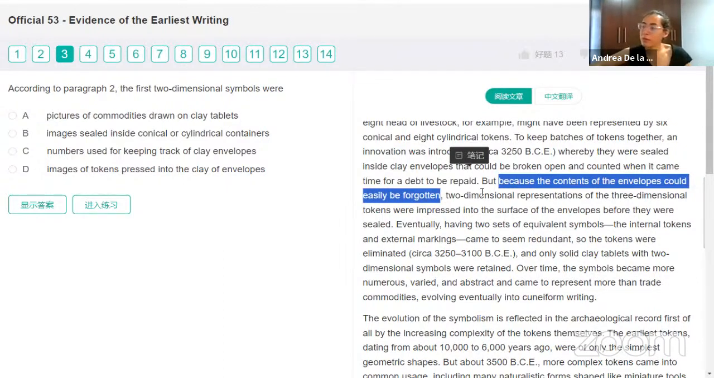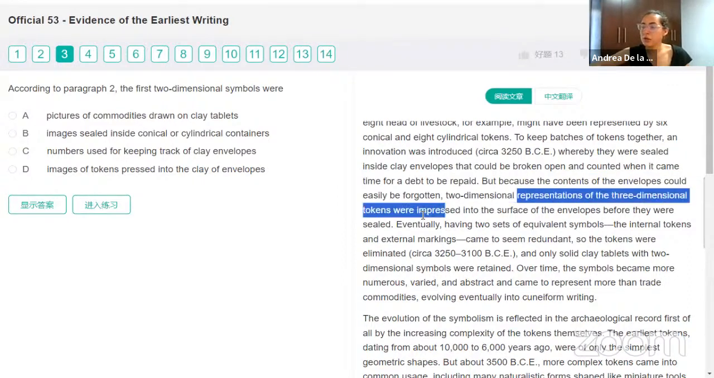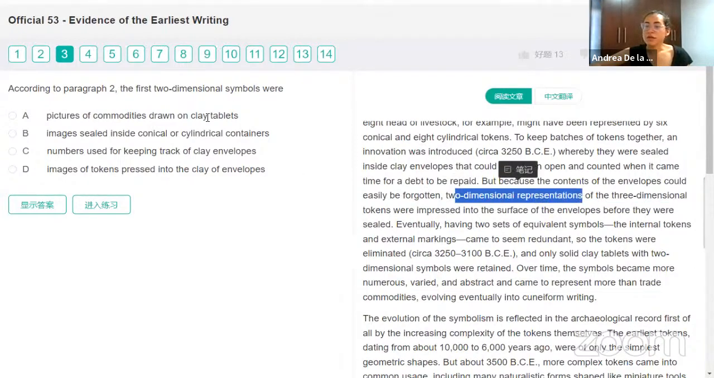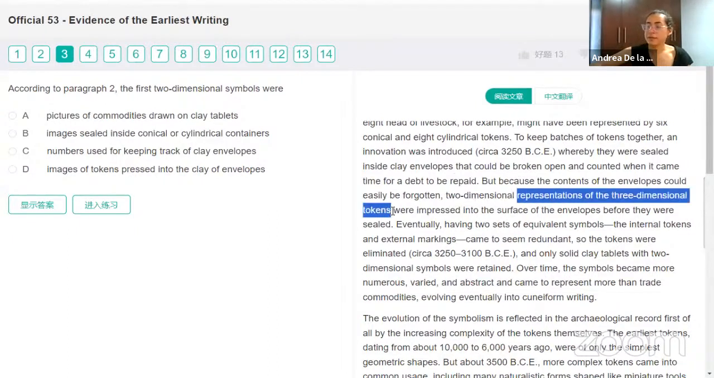And second, what do we know about them? What were they? They were representations of the three-dimensional tokens inside the envelopes, right? Esos eran los two-dimensional representations. So the two-dimensional symbols were pictures of commodities drawn on clay tables. No, ¿verdad? No eran imágenes de los bienes, sino eran representations of the three-dimensional tokens. Eran representaciones de las fichas tridimensionales. Entonces no es A.